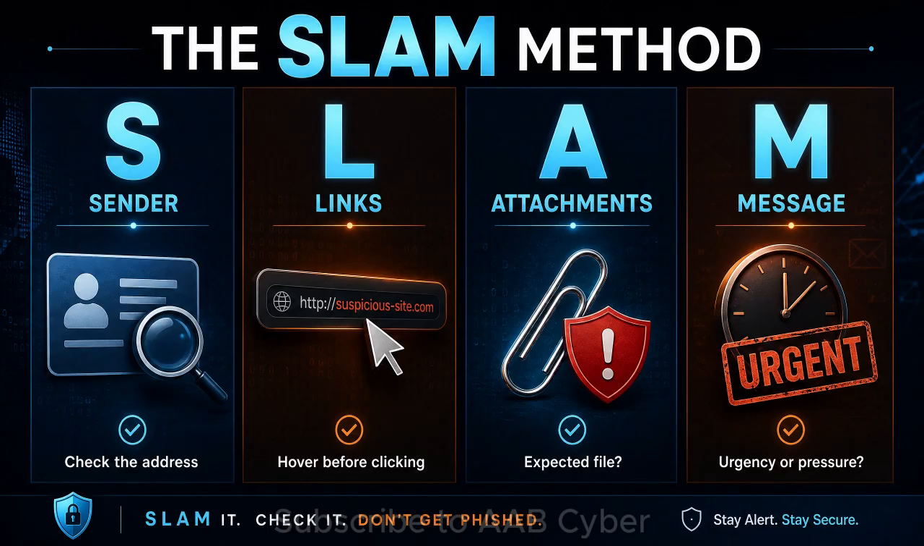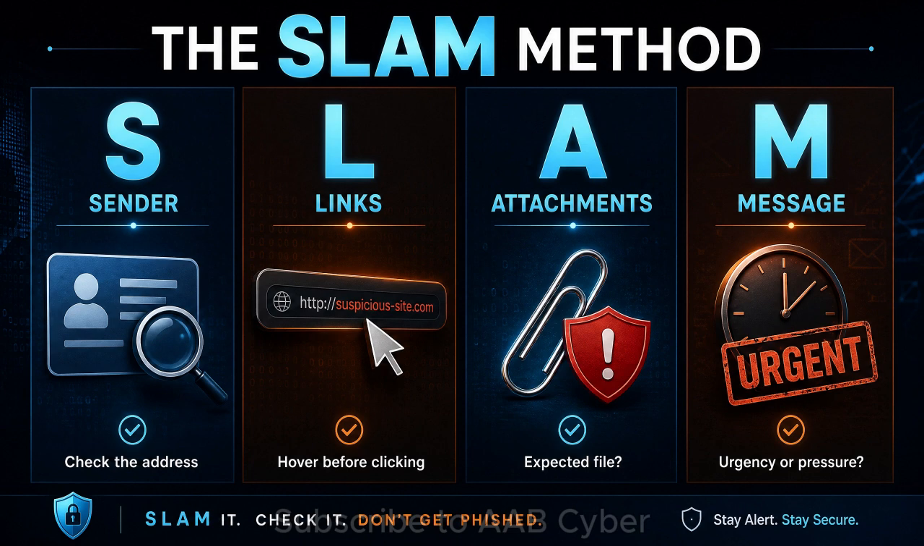So how do you actually spot a phishing attempt before you fall for it? Security awareness training widely uses a simple 4-letter checklist. SLAM. S is for sender. Does the email address actually match who it claims to be from? L is for links. Hover before you click, and check whether the real URL matches the link text.